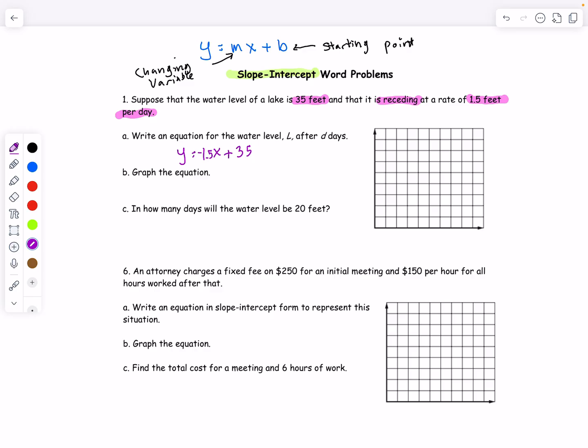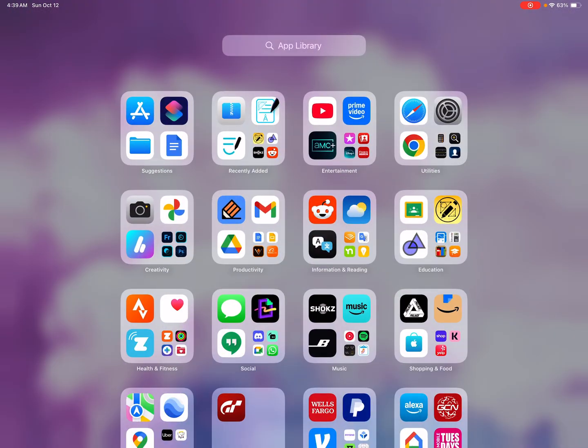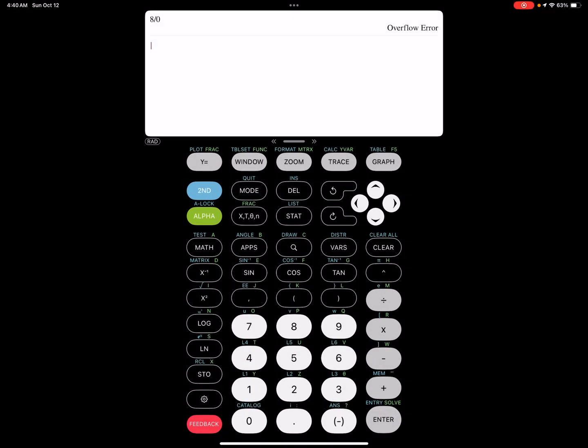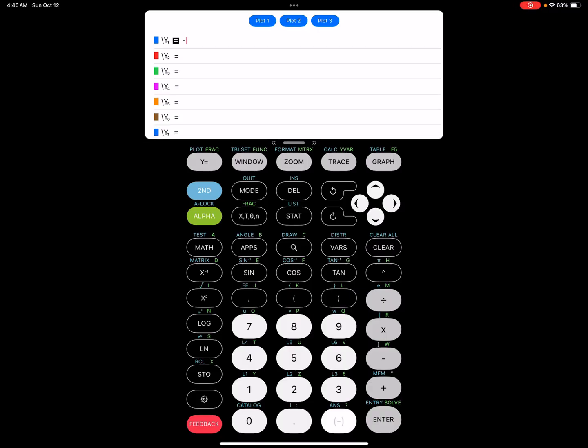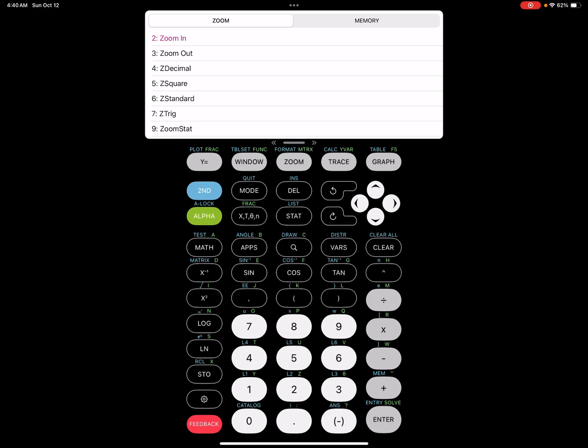It then says graph the equation. All right, so we can just put this in our calculator. We're going to go to y equals, type it in, and press second graph. I'm going to type in negative, not minus, 1.5 x plus 35. You can graph it. Oh, I don't see it. So if you don't see it, you just press zoom, 0.